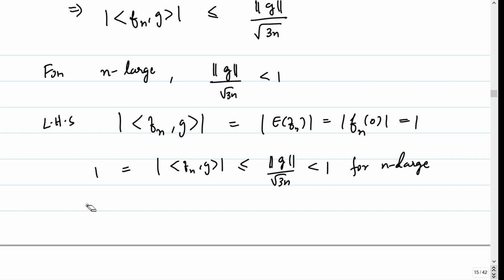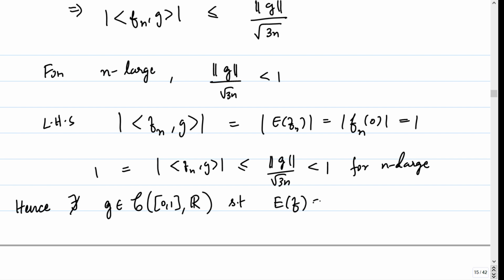So this is a contradiction. Hence, our assumption has to be false. Hence, there does not exist G in C01 R such that E of F is equal to the inner product of F with G for all F in C01 R.